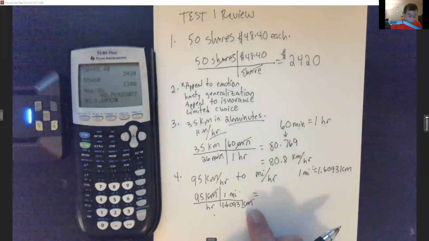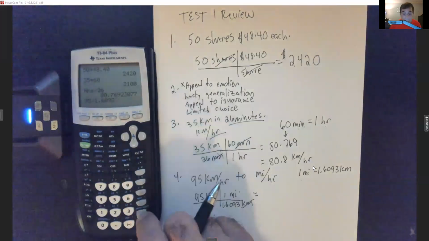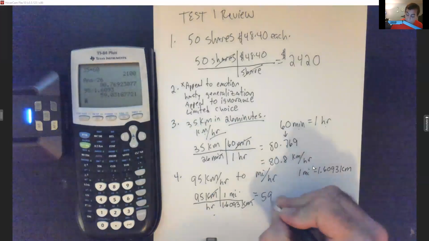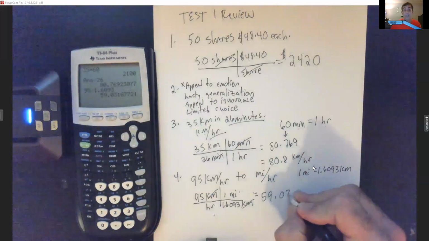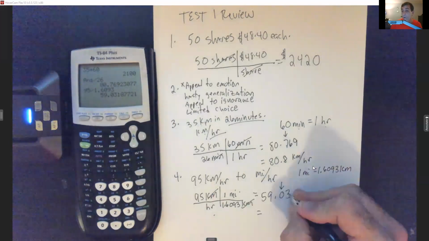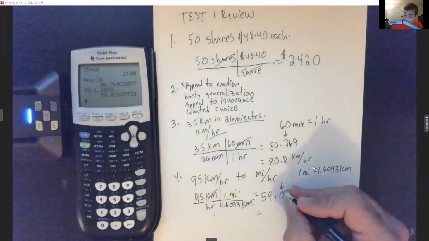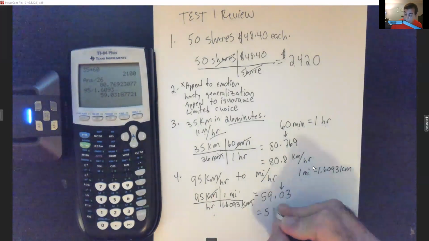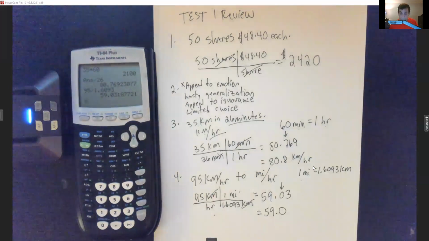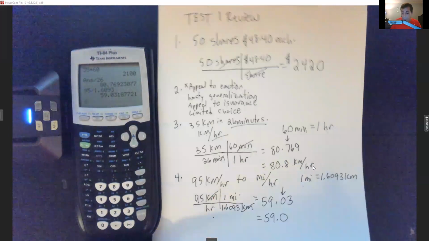All right, let's divide that and see what we get. And remember, they wanted me to round to the nearest tenth. So I got 59.03. The nearest tenth is where the 0 is. So since that is 4 or less, that means we round nowhere and we leave it the same, so we get 59.0. All right, so let me turn my page. We'll do number 5.